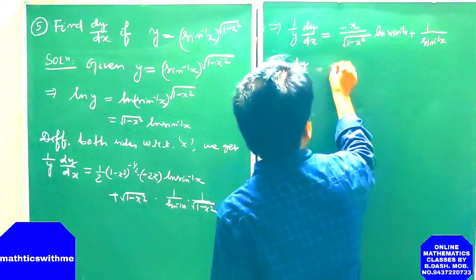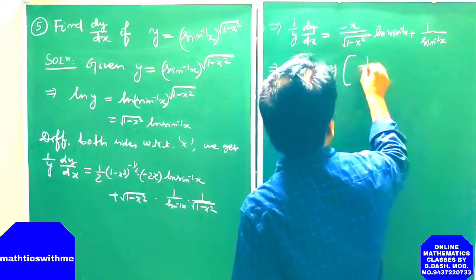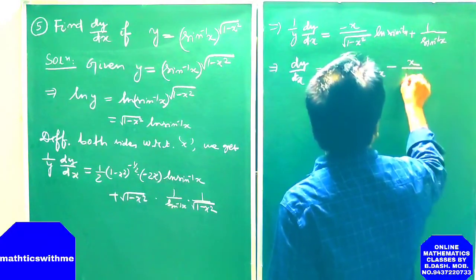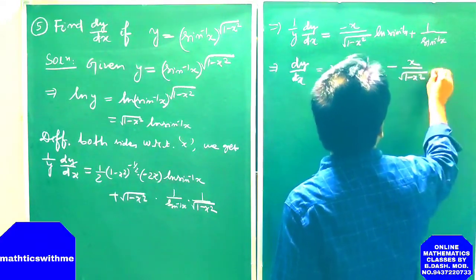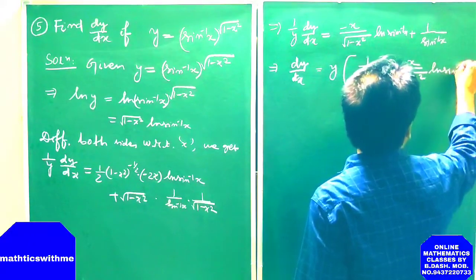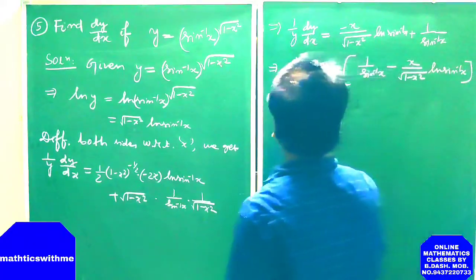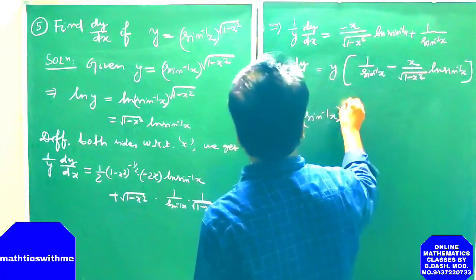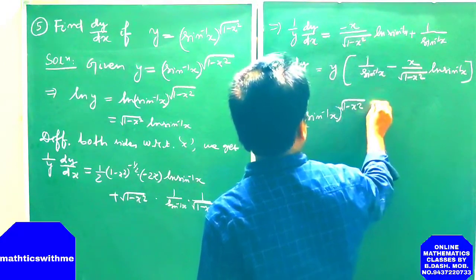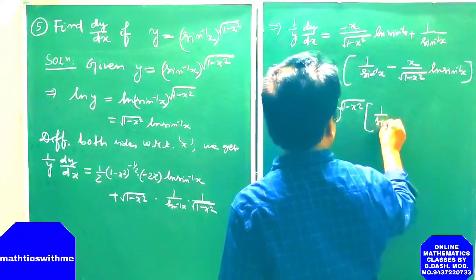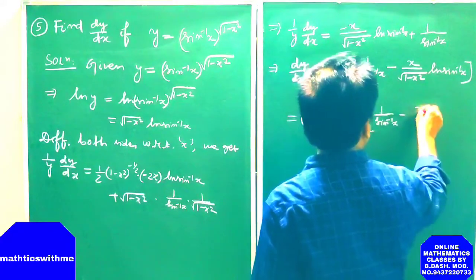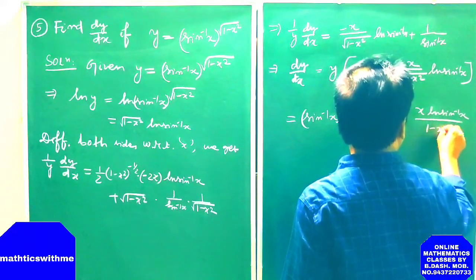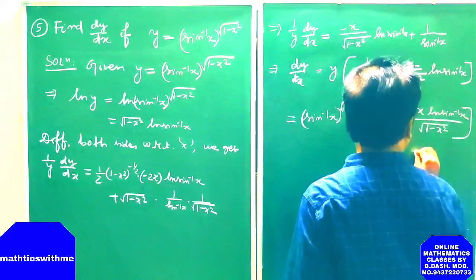is equal to y into 1 by sine inverse x minus x by root over 1 minus x square into ln sine inverse x. So now putting the value of y, sine inverse x to the power root over 1 minus x square into 1 by sine inverse x minus x ln sine inverse x by root over 1 minus x square. That is the answer.